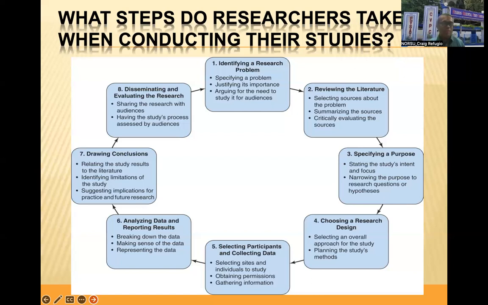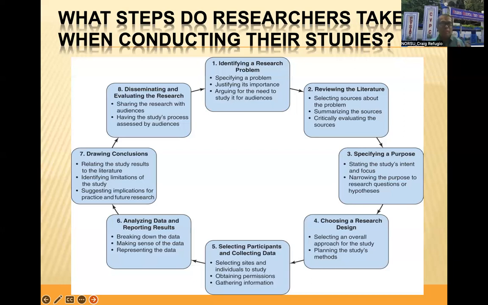In other schools, universities, and colleges, they have 5 chapters. Chapter 1, the problem and its scope. Chapter 2 is all about the review of related literature. Chapter 3 is all about research methodology. Chapter 4 is all about presentation, analysis, and interpretation of data. Chapter 5, summary, findings, conclusions, and recommendations.